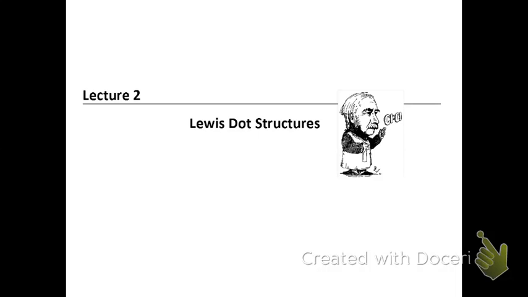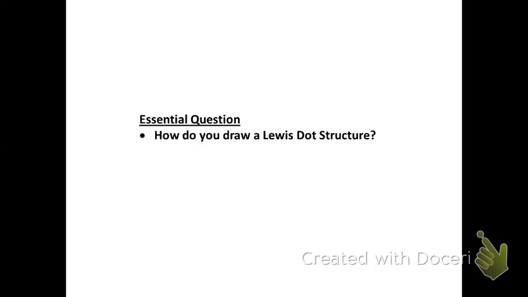Alright, welcome to Lecture 2, Lewis dot structures, in our chemical bonding unit. In the previous lecture, we looked at covalent, metallic, and ionic bonds, how they're formed, and so forth. This particular lecture is going to more or less focus on covalent bonding and how we connect the atoms together using dots to represent bonds or lone pairs of electrons, which we'll explain as we go through this. The essential question is, how do you draw a Lewis dot structure?